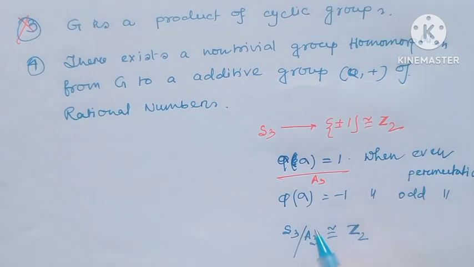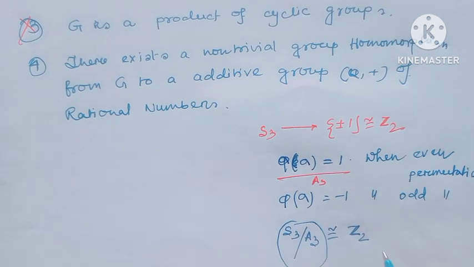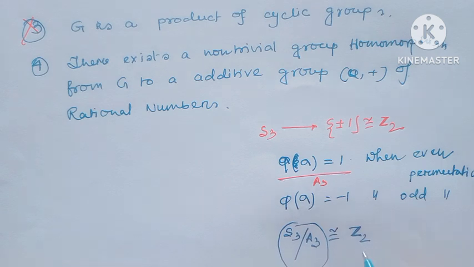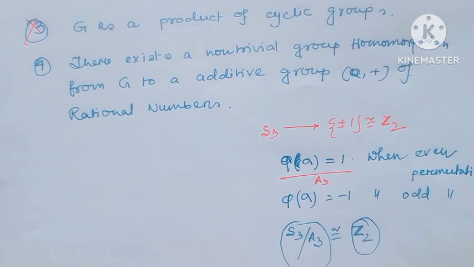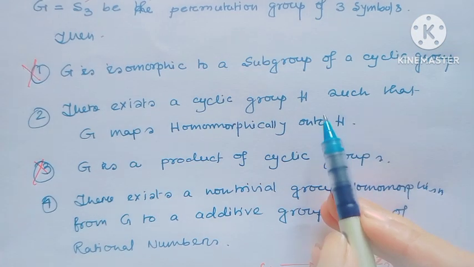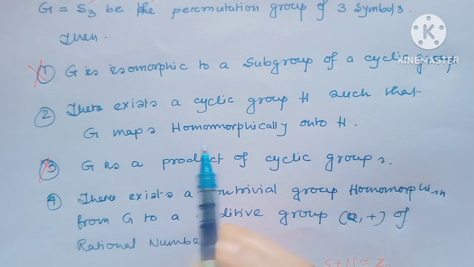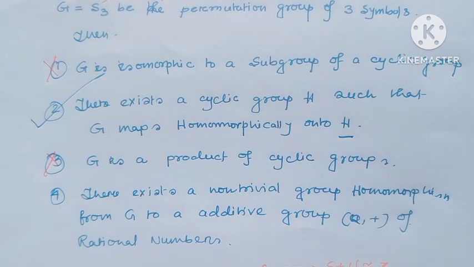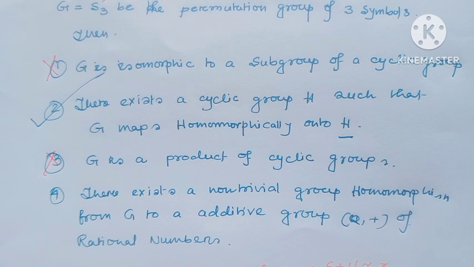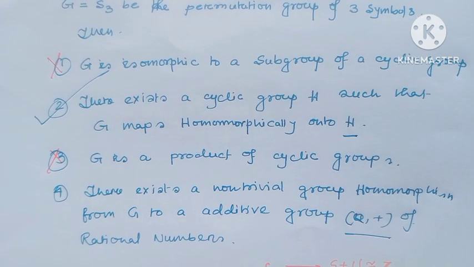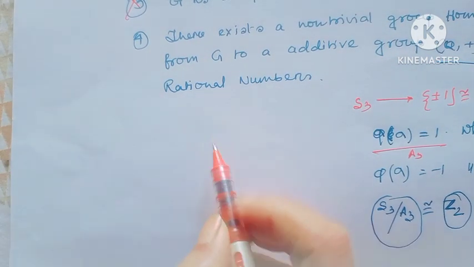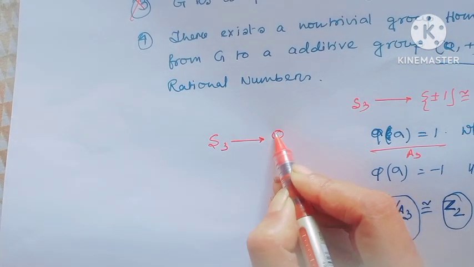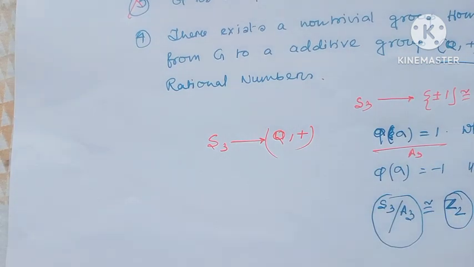and Z2 is a cyclic group. So this is a homomorphism onto the cyclic group Z2. So there exists a cyclic group A such that G maps homomorphically onto A. This is the right option. And option 4, there exists a non-trivial group homomorphism from G to the additive group Q. Is it true? Here S3 to the additive group Q. Is this type of non-trivial group homomorphism possible?